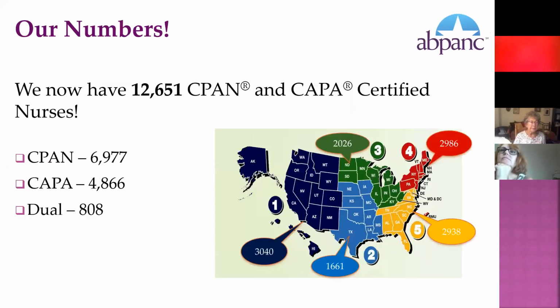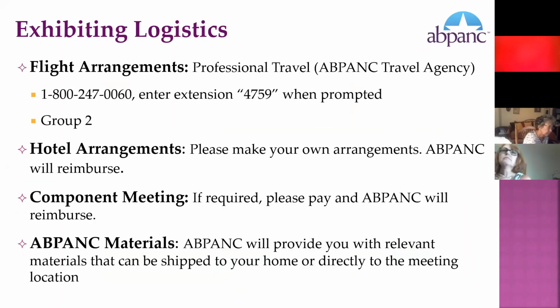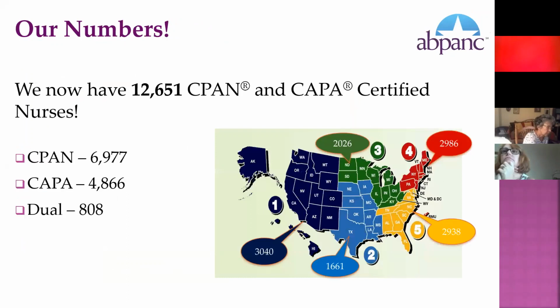This is just a very brief State of the Union. Our numbers, we have over 12,651 CPN and Kappa certified nurses currently. Just about 7,000 of those are CPANs, almost 5,000 of them are Kappas, and then of course we have 808 dual certified nurses.